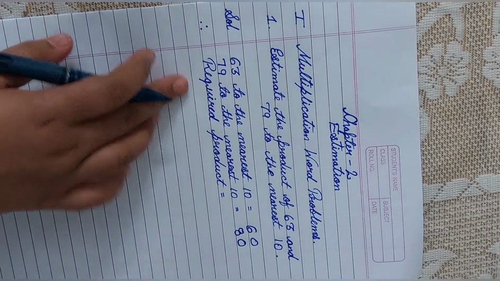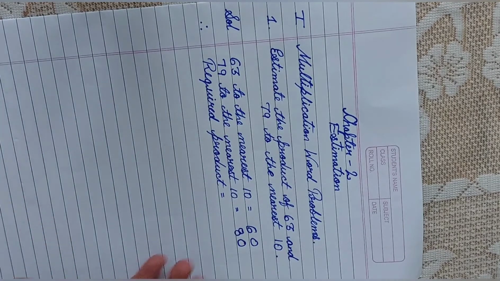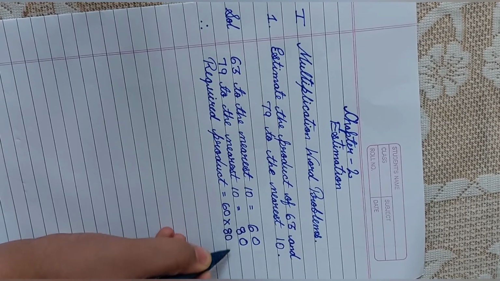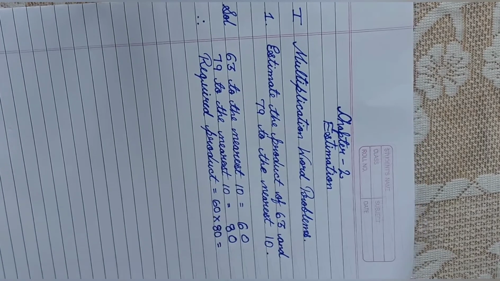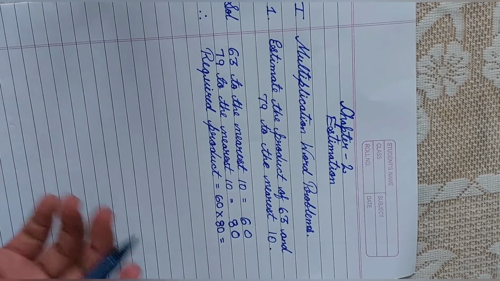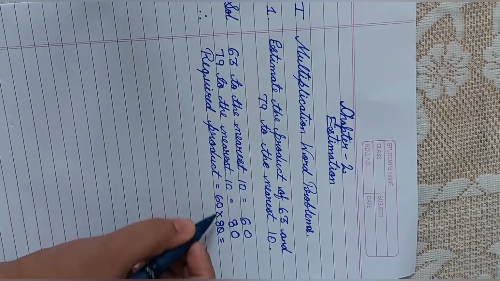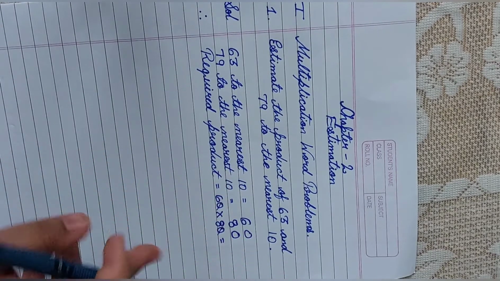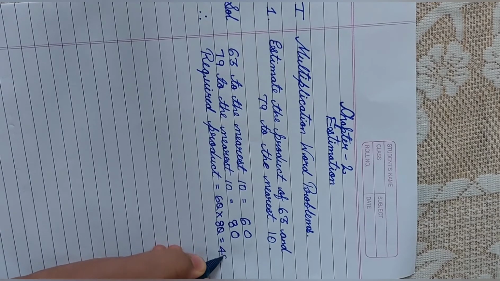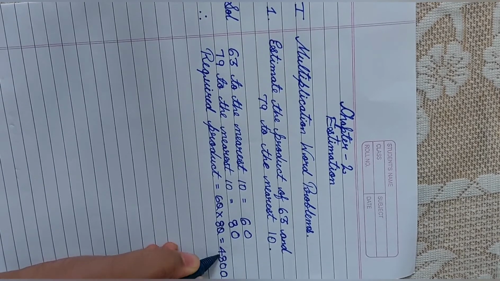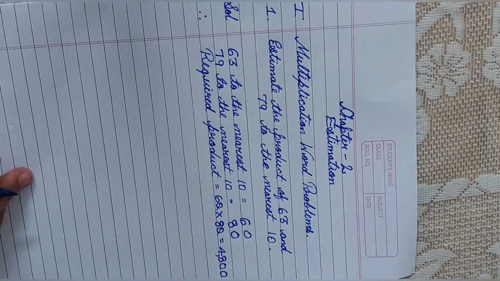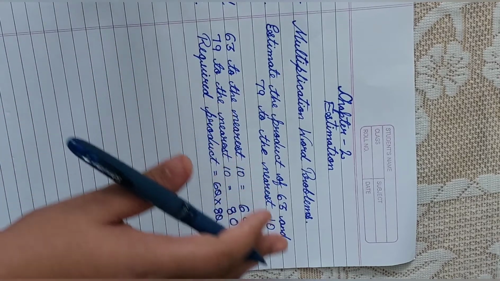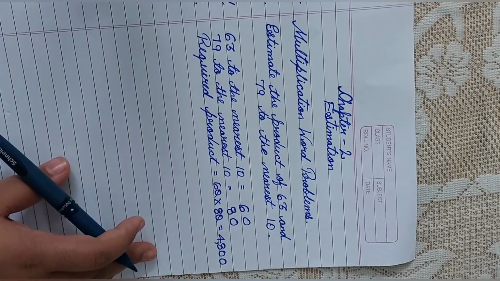Okay, so the required product is equal to 60 into 80 is equal to, what is the product? You can easily find out here only. Just take out the zeros. Okay, don't include the zeros. 6 8s are 48. 48 plus the 2 zeros. So we are going to write 4, 8, 0 and 0. That will be 4,800. So the product of 63 and 79 to the nearest 10 is equal to 4,800.